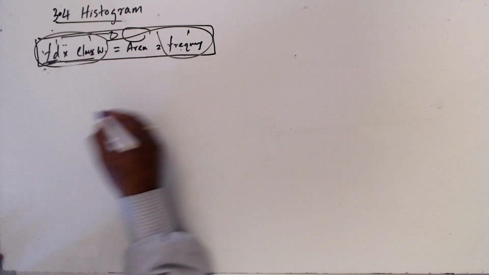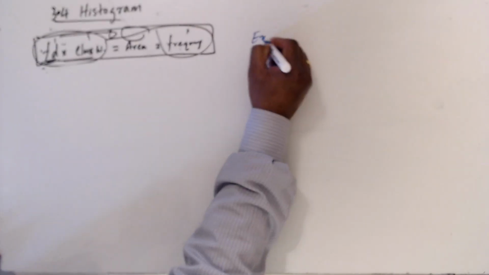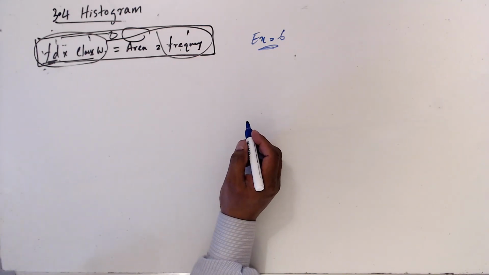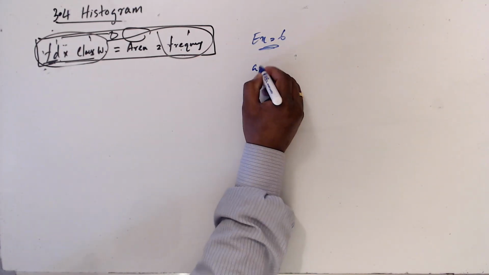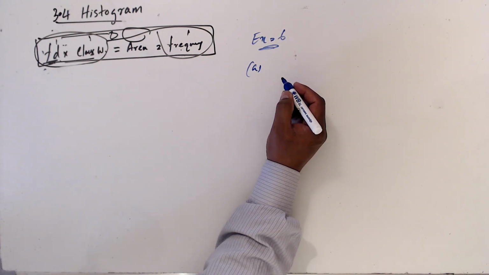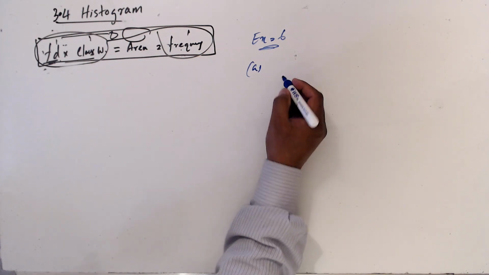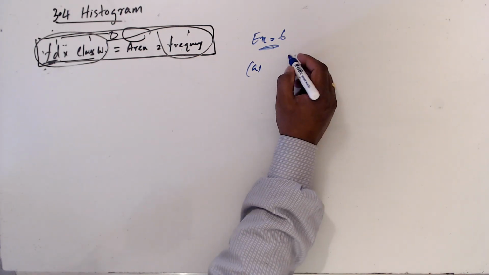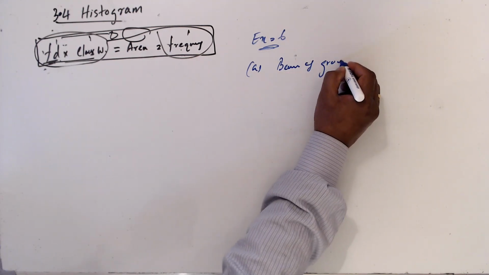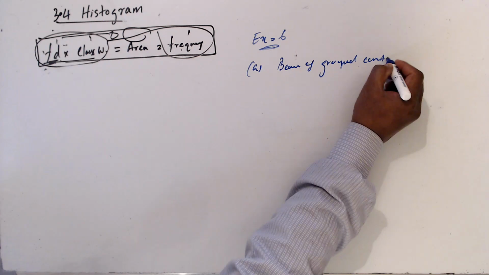In example 6, when you read this sum, the first question is: give a reason to support the use of a histogram to represent this data. So it is because of grouped continuous data.